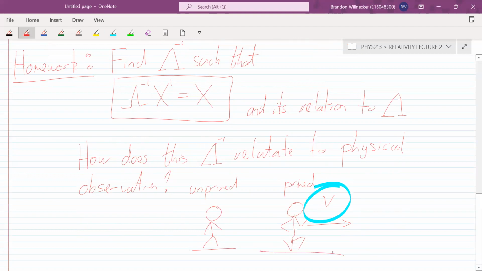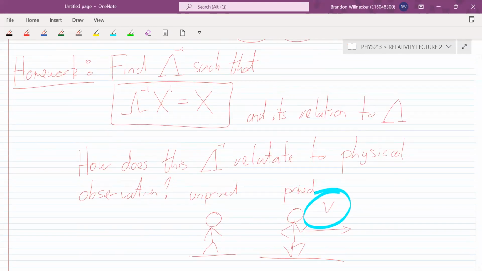I don't want to give too much away. I'd rather you figure that out yourself. But what's the relationship between these two people and their views, or their physical observation of what's going on? Going from lambda to lambda inverse, how does that relate to this physical view of what's happening, for example, with the two people? That's one of the homework questions for this.